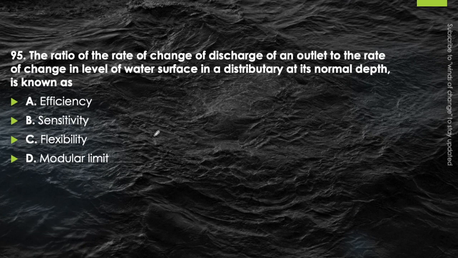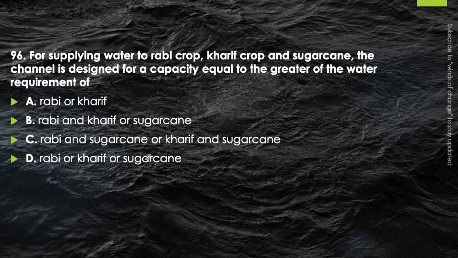Next question. The ratio of the rate of change of discharge of an outlet to the rate of change of level of the water surface in the distributary at its normal depth is known as efficiency, sensitivity, flexibility or modular limit. Just think about it. The ratio of the change of discharge of an outlet to the rate of change of level of the water surface in the distributary at its normal depth is called sensitivity. You should memorize this definition of sensitivity. It can be asked in an examination. Okay, moving on to the next question.